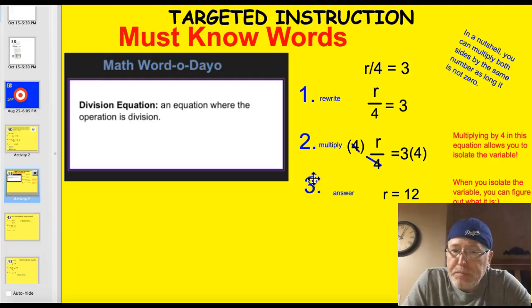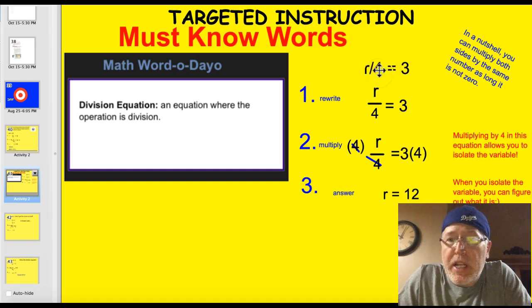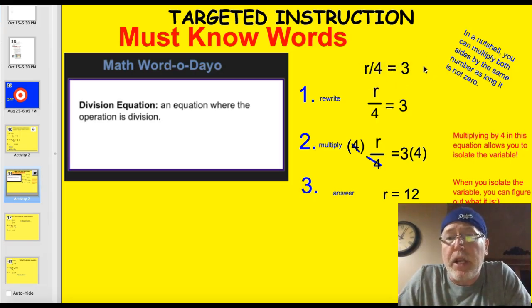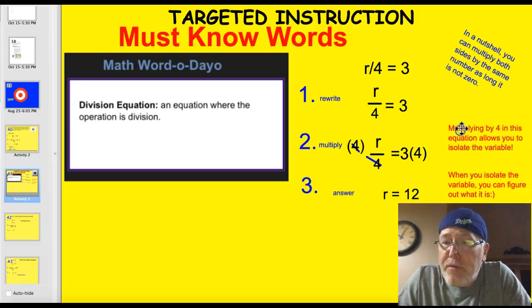All right, now in a nutshell, when you're working with an equation and you've got an equal sign, you've got something on both sides. As long as you multiply by the same number, other than 0, on both sides, you're going to get the same equation. Remember on the fraction, whatever you did on the top of the fraction, you had to do on the bottom of the fraction. Same thing over on the equation. Whatever you do on this side, you have to do on that side. So multiplying by 4 in this situation helps us get rid of this 4 and isolate this R. Then we can figure out what it is.